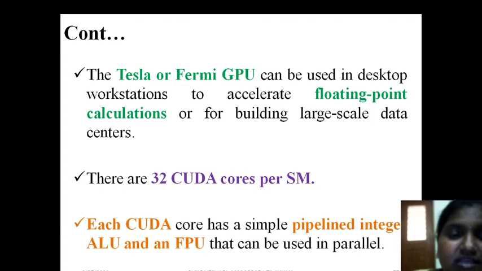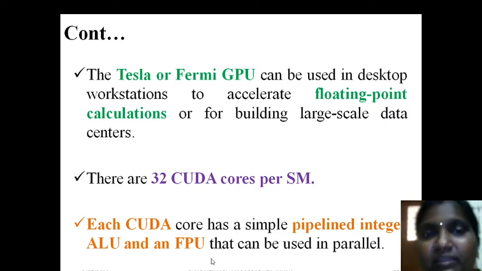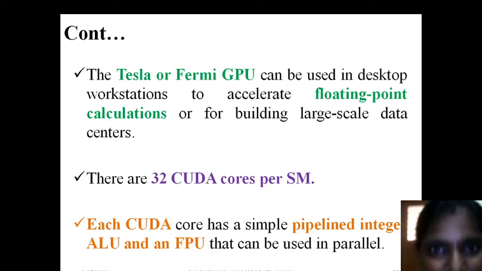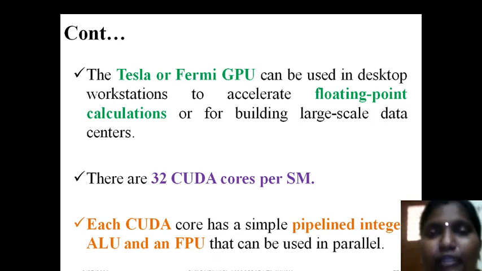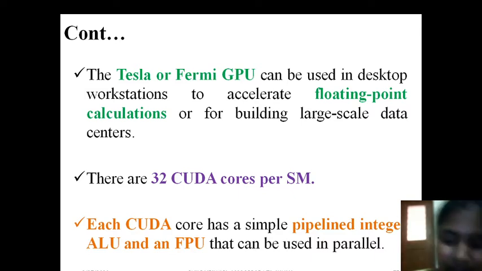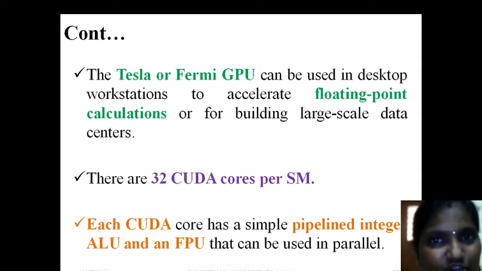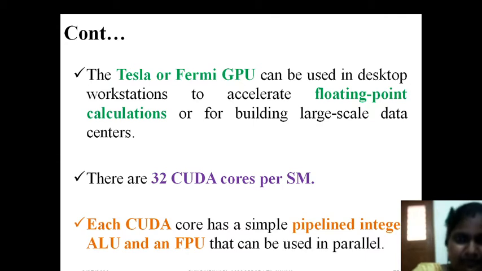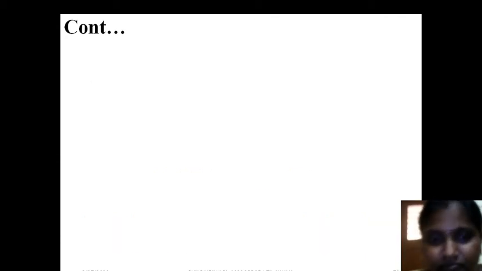Next, each CUDA core has a simple pipeline: an integer ALU and an FPU. We went through that. The arithmetic logic unit performs integer operations and the floating point unit performs floating point operations. Both are separate, not included in one part. That is the speciality, by which we can do parallel jobs. Integer operations can be performed on one side and floating point operations on the other side. Both are not the same.